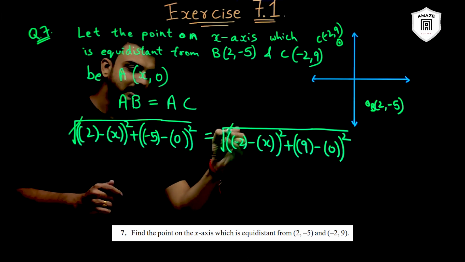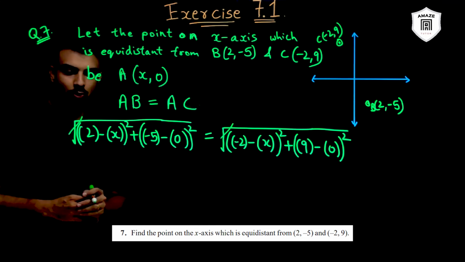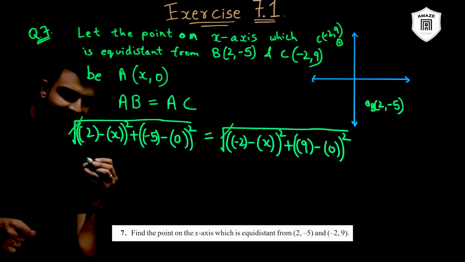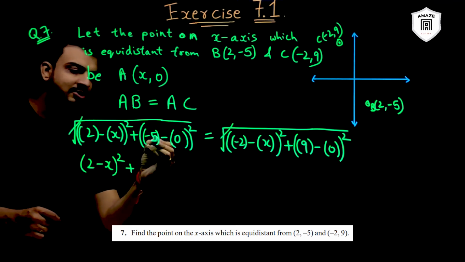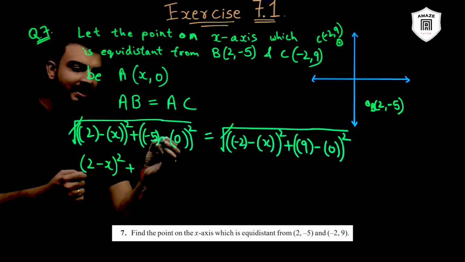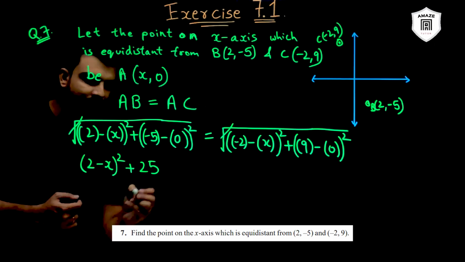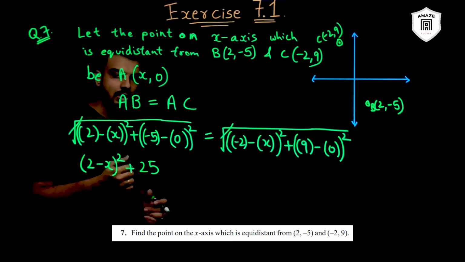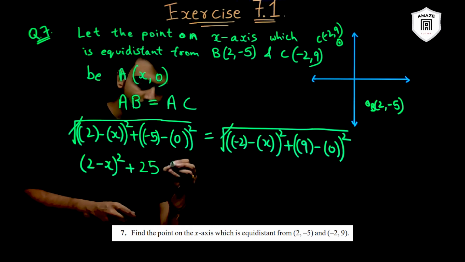So square roots are cancelled. So we are left with only the parts which are inside the square root. So this is (2 minus x) the whole square plus (minus 5 minus 0). What is minus 5 minus 0? It is minus 5, and minus 5 square is plus 25, right? Because minus 5 into minus 5 is plus 25. Square of any number is positive, right? Negative or positive, if we square it, it's a positive number.